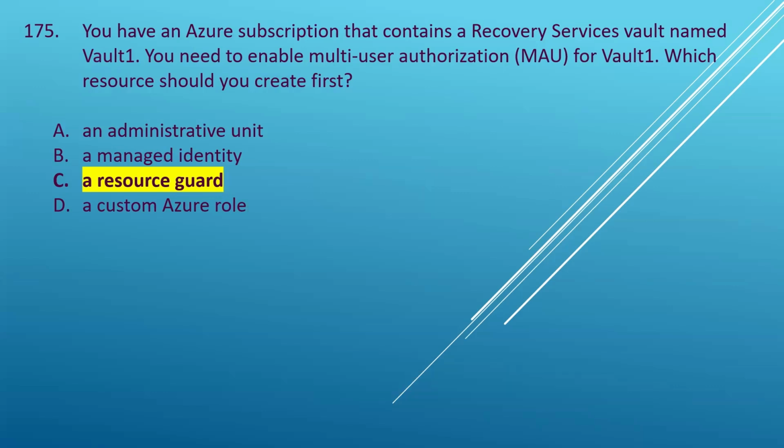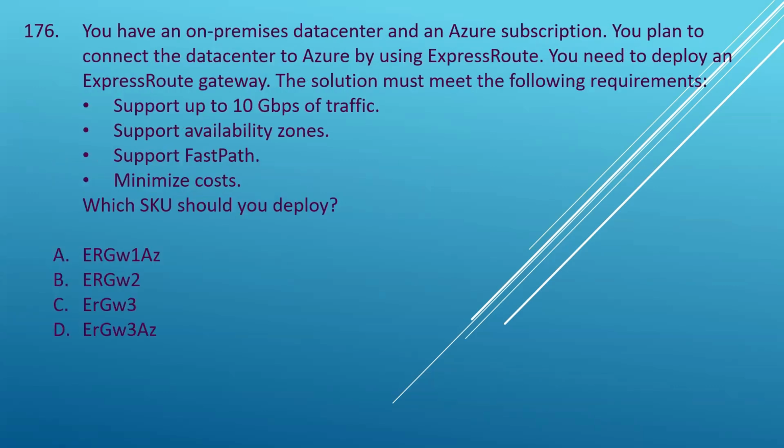Let's look at question number 176. You have an on-premises data center and an Azure subscription. You plan to connect the data center to Azure by using ExpressRoute. You need to deploy an ExpressRoute gateway. The solution must meet the following requirements: support up to 10 Gbps of traffic, support availability zones, support FastPath, minimize costs. Which SKU should you deploy?